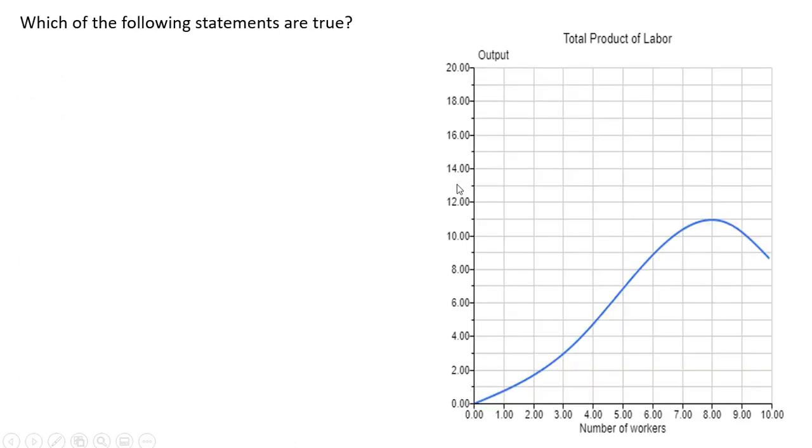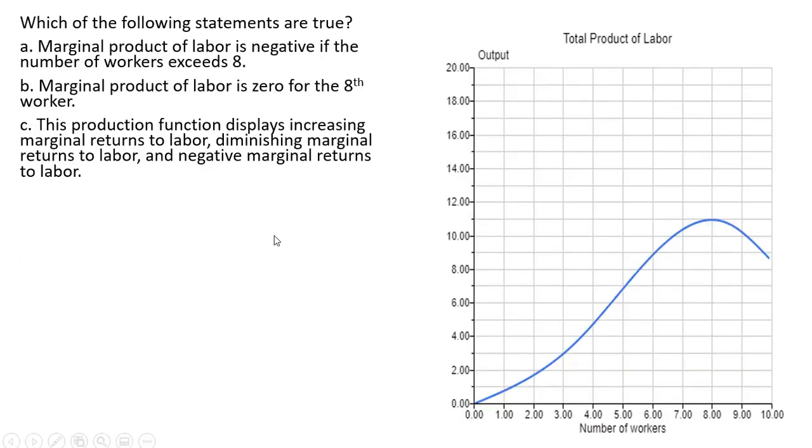Which of the following statements are true based on this graph? Marginal product of labor is negative if the number of workers exceeds 8. So at 8 workers, here's where the total product is. And if we go beyond 8 workers, notice that total product falls, output falls. So that means marginal product is negative.